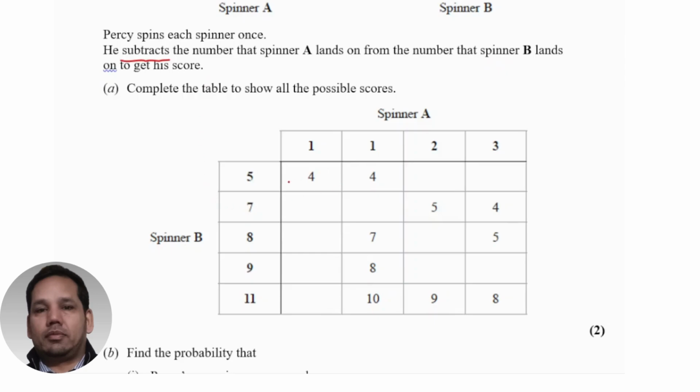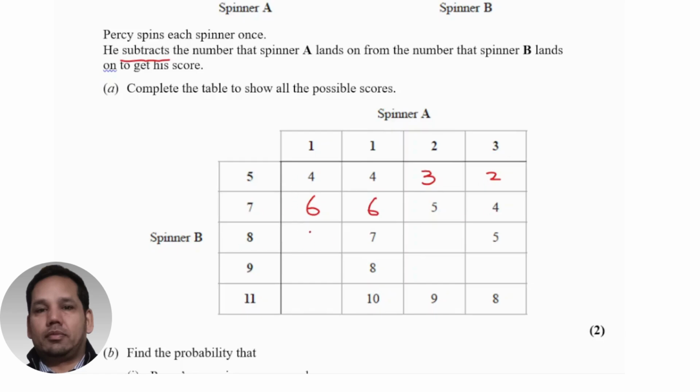So we're going to do 5 take away 1 is 4, 5 take away 1 is 4, 5 take away 2 is 3, 5 take away 3 is 2. Okay, we're just following the rule. Next one, 7 take away 1 is 6, 7 take away 1 is 6, 7 take away 2 is 5, 7 take away 3 is 4.